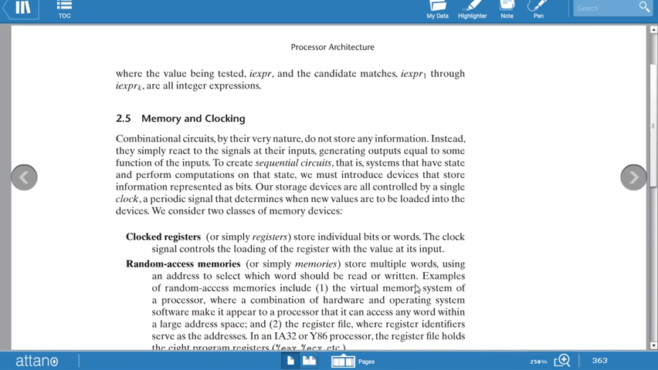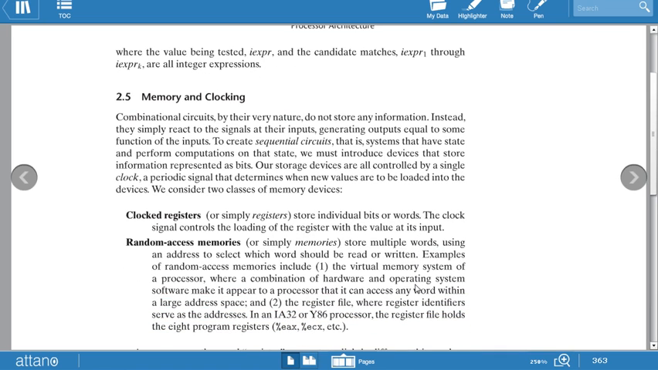Then next is memory and clocking, that is how different memory and different clock signals are used in combinational circuits or in logic design. Combinational circuits, by their very nature, do not store any information. Instead, they simply react to the signal at their input, generating output equal to some function of the input.